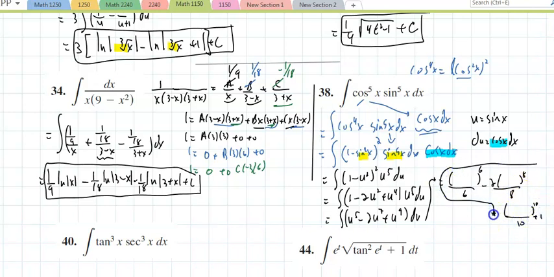And if I substitute back what my u was, I didn't want for this to happen. U actually was my sine of x, and there it is.